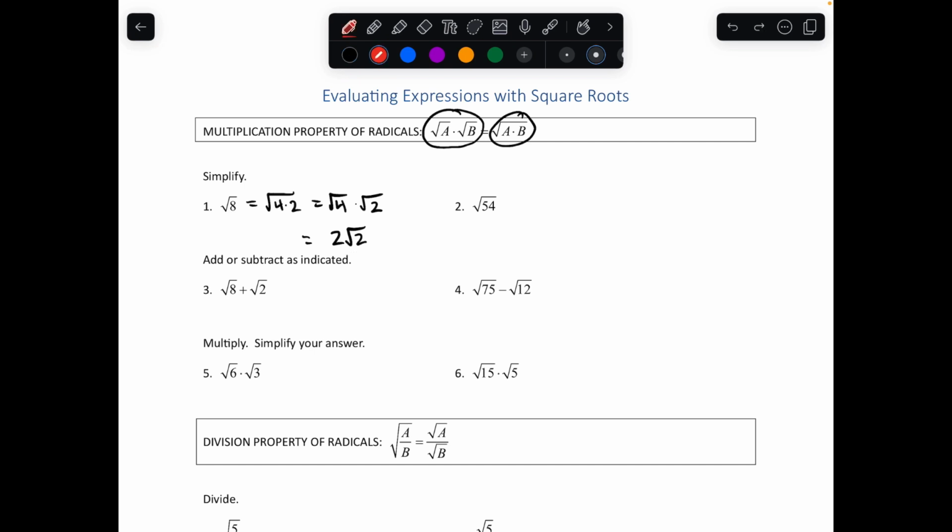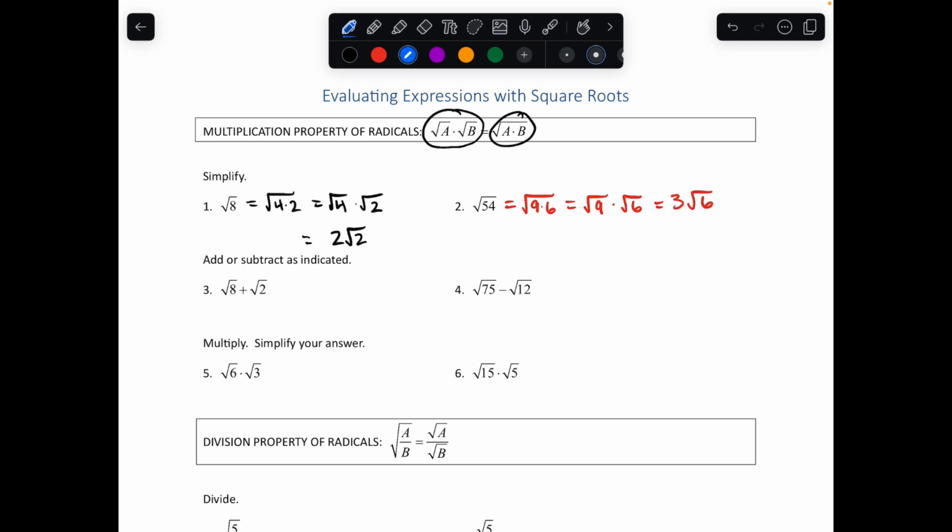So let's move on to our second problem, the square root of 54. Well, 54 is not a perfect square, so we think, how can we break down 54 into a perfect square times something? In this case, I think of 9 times 6. I can rewrite this as the square root of 9 times 6, and we can separate it using our property, so we get the square root of 9 times the square root of 6. But what's the square root of 9? The square root of 9 is 3. And so our final answer is 3 times the square root of 6.